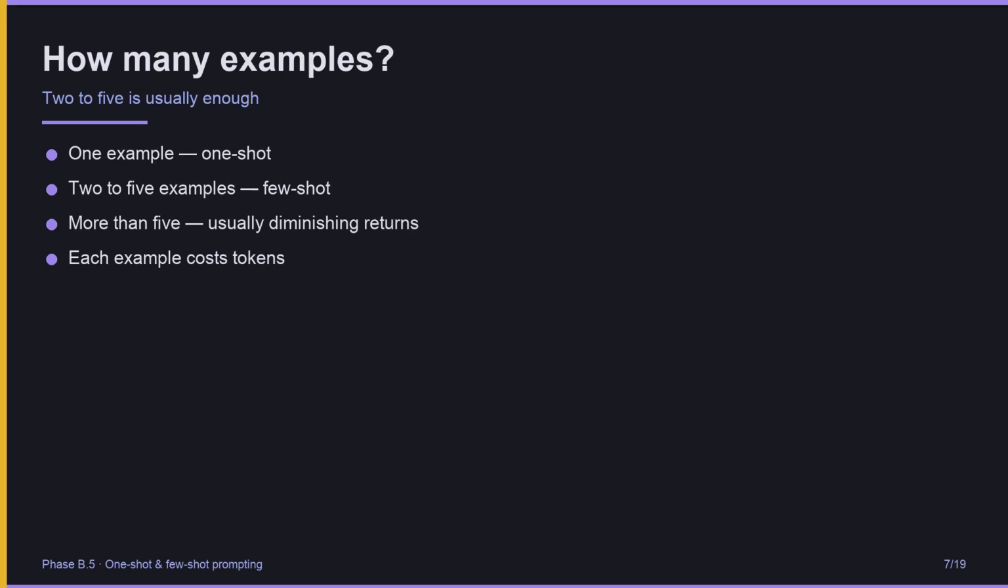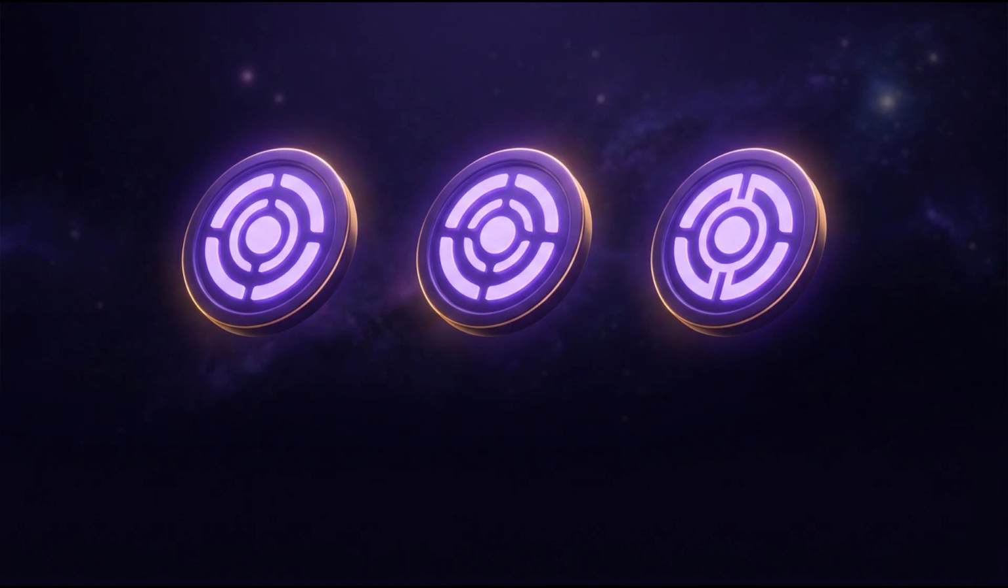How many examples should you give? 1 example is one-shot. 2 to 5 examples is the sweet spot for few-shot. More than 5 usually gives diminishing returns. The model already sees the pattern. And remember, each example costs tokens. Long few-shot prompts can get expensive fast. 2 or 3 well-chosen examples is almost always enough.